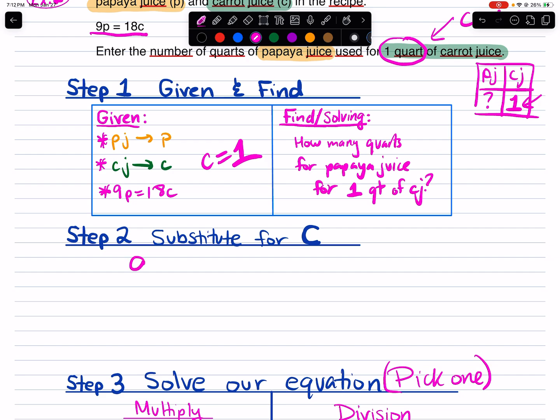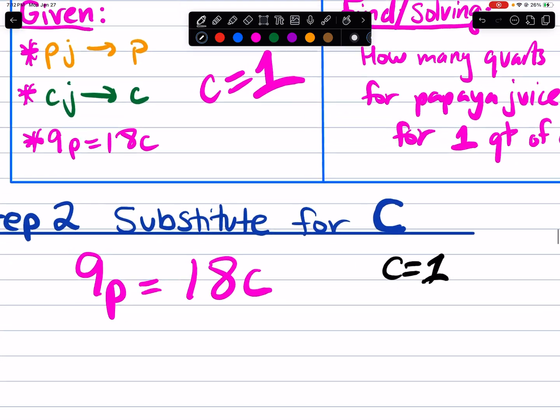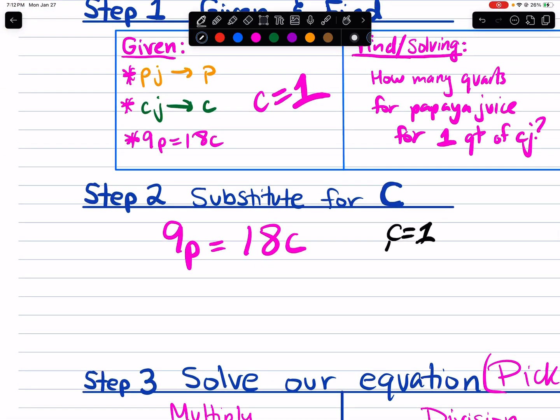We have our equation. Write it down because that's what we're going to be using. Substitute the C. Remember, our C is equal to 1 because we know that there's 1 quart of carrot juice. Now we're going to switch that C. Put parentheses in there instead. 9P equals 18. Parentheses. Instead of a C, I'm putting a 1 inside because C is equal to 1. So I'm putting a 1.